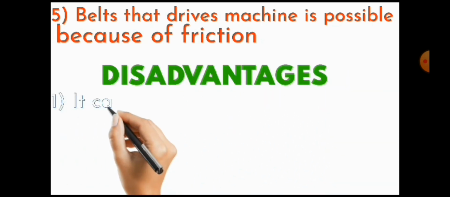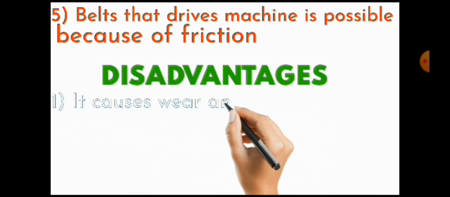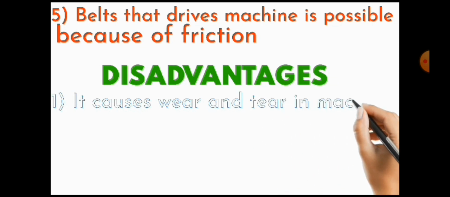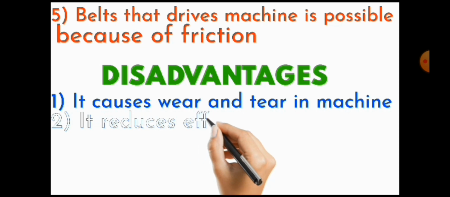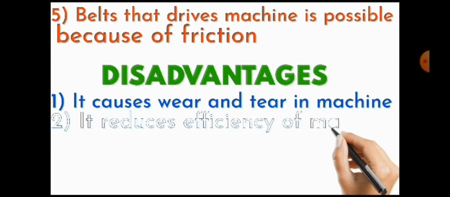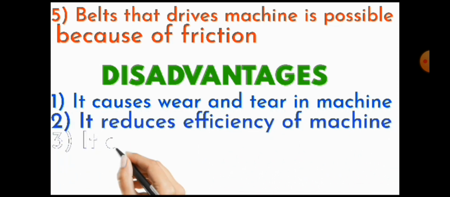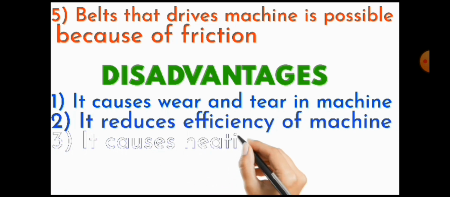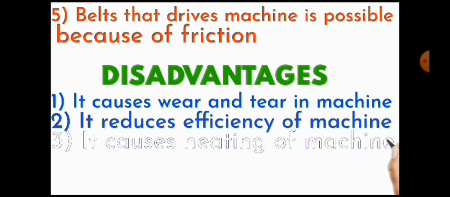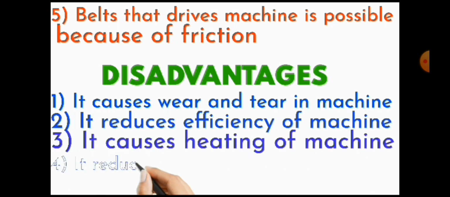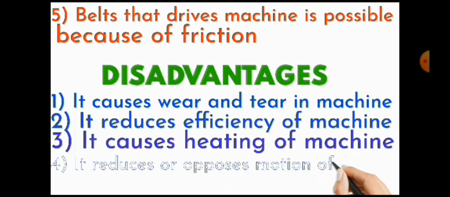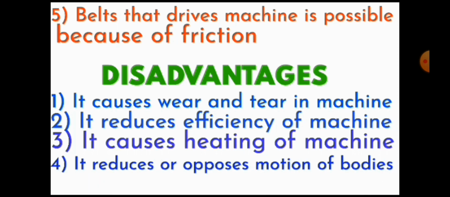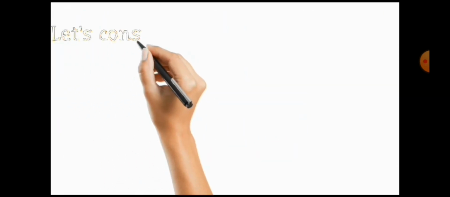The disadvantages. Number one, friction causes wear and tear. It causes wear and tear as we keep using the object. Number two, it reduces the efficiency of the machine, because energy will be lost in the form of heat. Then it causes heating in the machine, and it reduces or opposes motion. Those are the disadvantages of friction.